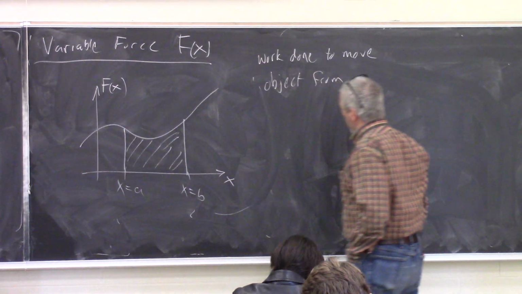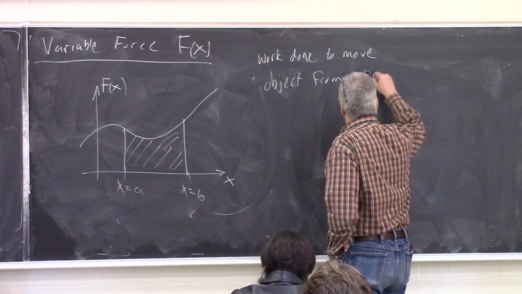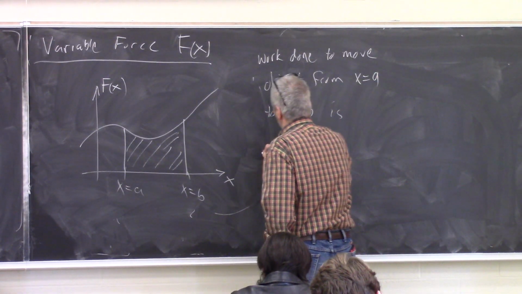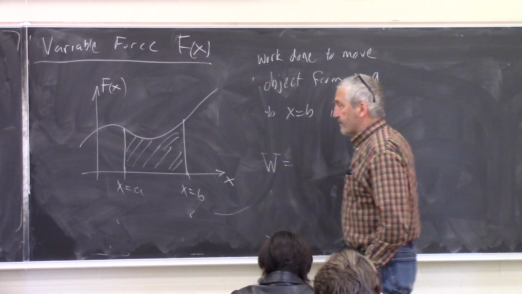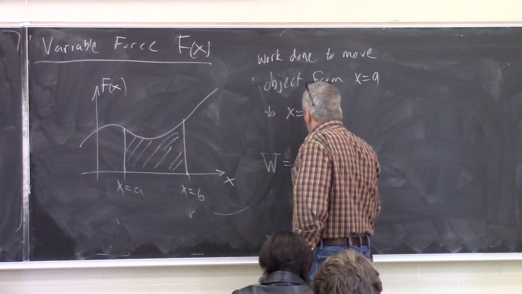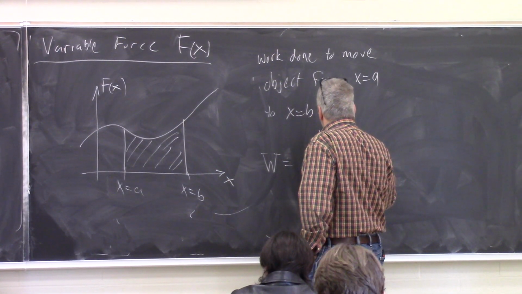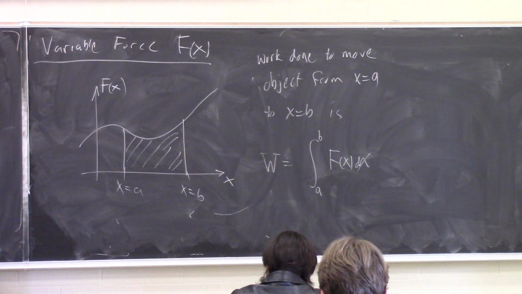So the work done to move the object from x equals A to x equals B is still called capital W, but instead of just being force times distance, it's the area under this curve, so the integral as x goes from A to B of f of x dx.